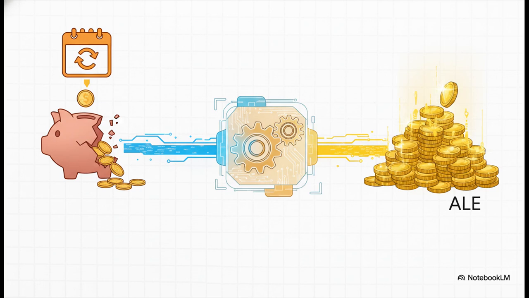The magic formula is the annualized loss expectancy, or ALE. You just multiply the cost of a single incident, that's our SLE, by how often you think it'll happen in a year, our ARO. And that gives you the total amount of money you can expect to lose per year from that one specific risk.